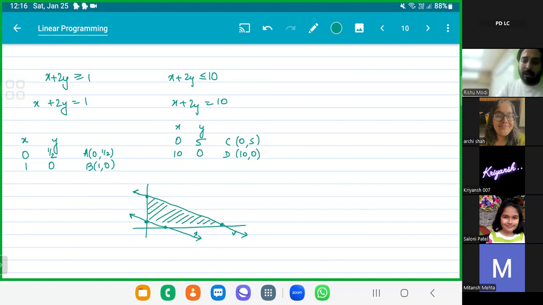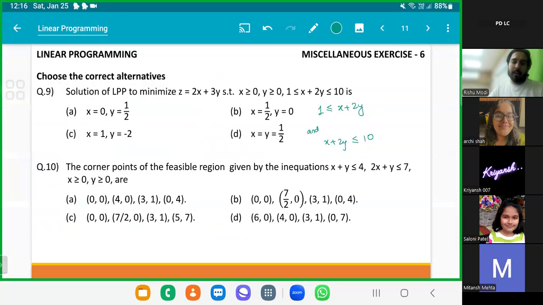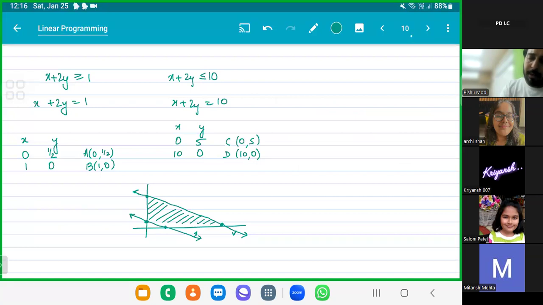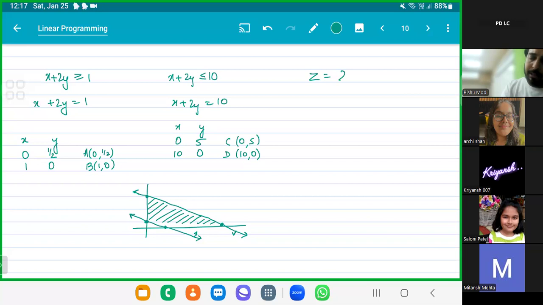So now I have to check the points. The solution of this. So what is the solution of this? Where I am getting the minimum value. So I will be substituting all the 4 values in my z equation, 2x plus 3y. So z is equal to 2x plus 3y. I will be solving A first. It will be 2 into 0 plus 3 into half, which is 1.5.